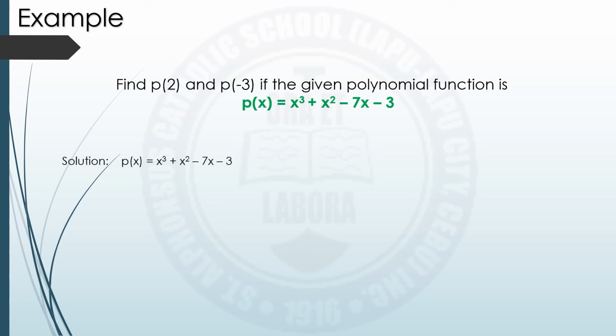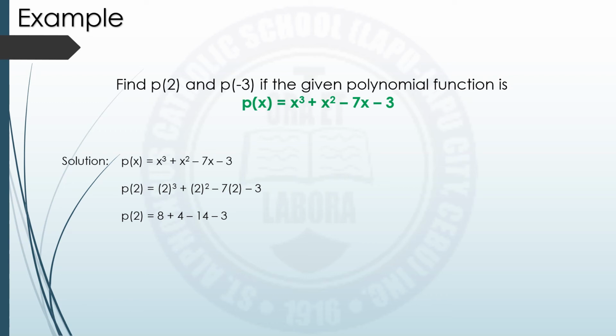First, we are going to copy the given function and then use p of 2 to substitute p of x, meaning we are going to substitute the variable x with 2, and the function becomes p of 2 is equal to 2 raised to 3 plus 2 raised to 2 minus 7 times 2 minus 3. After that, we are going to simplify further. So 2 raised to 3, the answer would be 8. 2 raised to 2, the answer would be 4. 7 times 2, the answer would be 14.